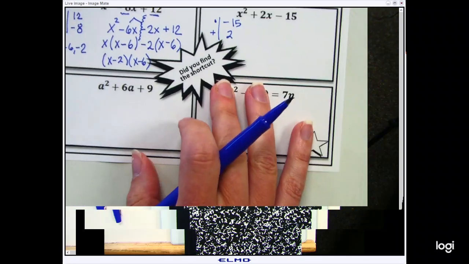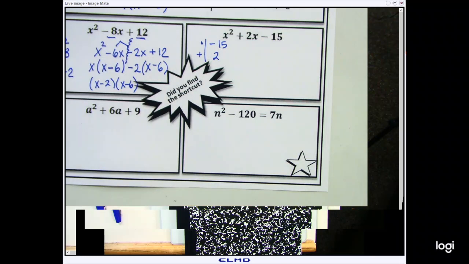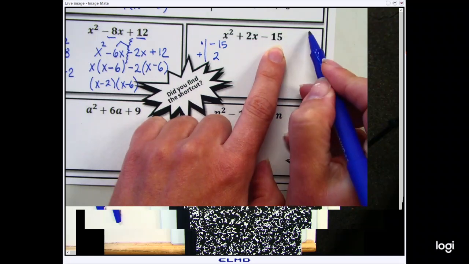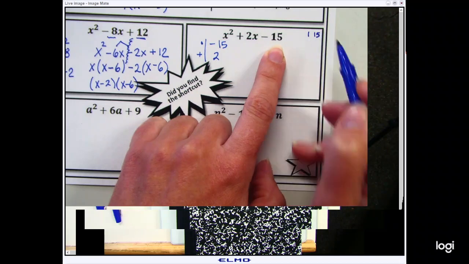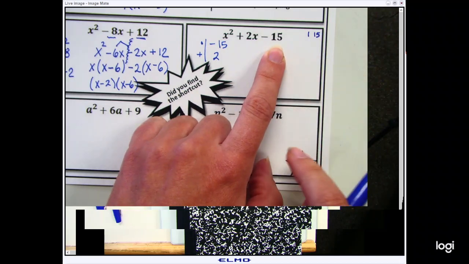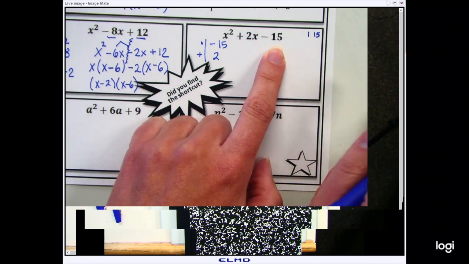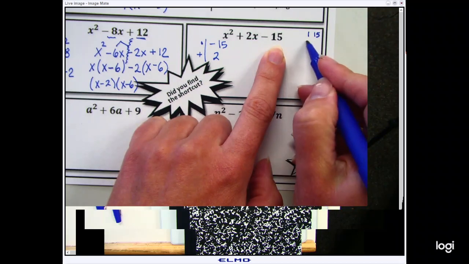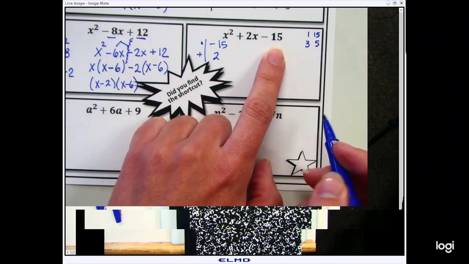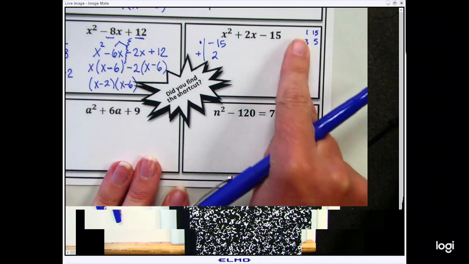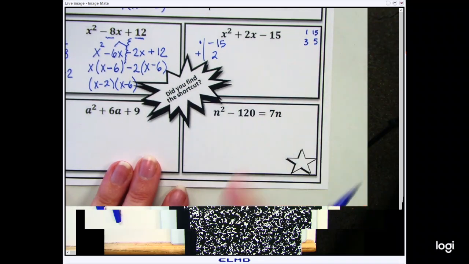Now, if you're a person that is struggling with that, this is what I suggest. Find all the ways you can multiply to get to 15. So I know 1 times 15, and if you're not good at your multiplication, you'll use your calculator. Does 2 go into 15? No. Does 3? Yes. 3 times 5. 4 doesn't go into it, and then I'm back to 5.